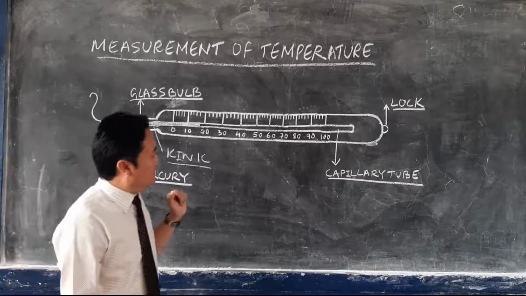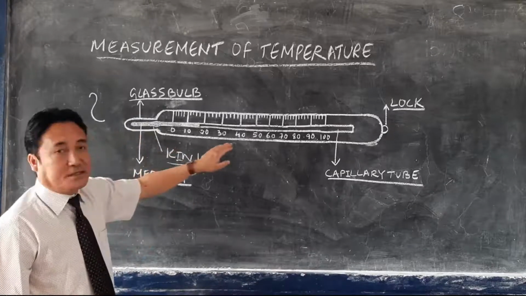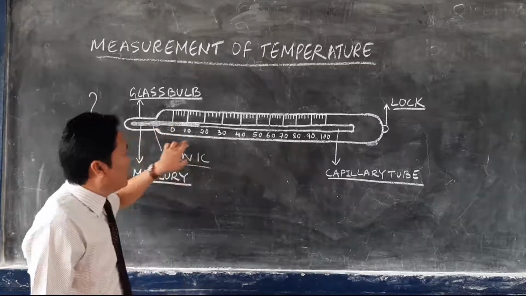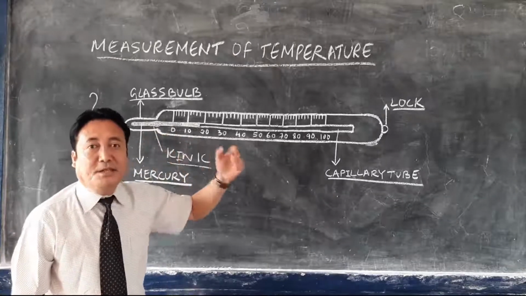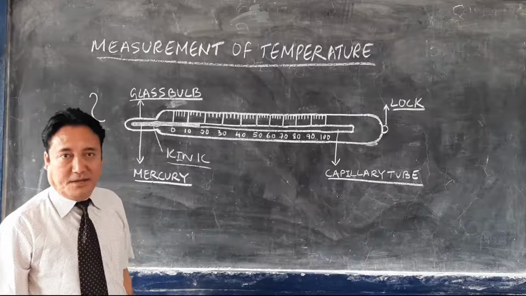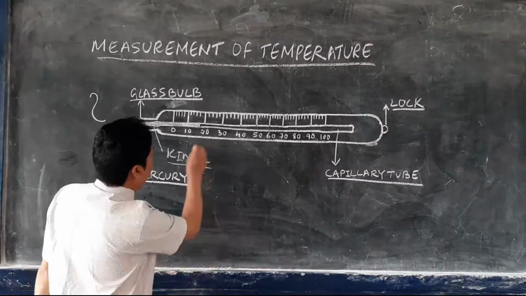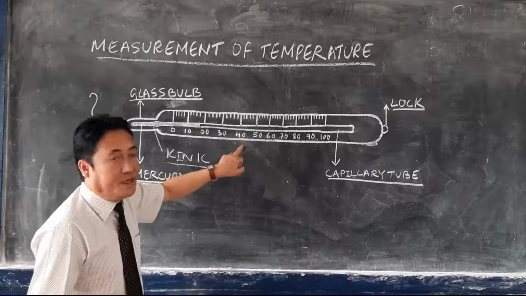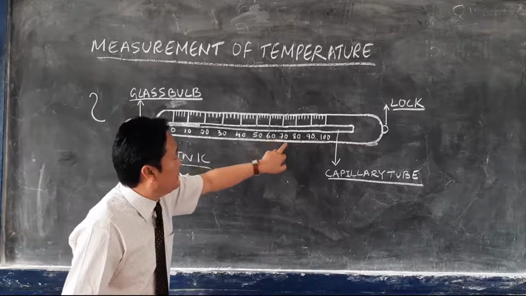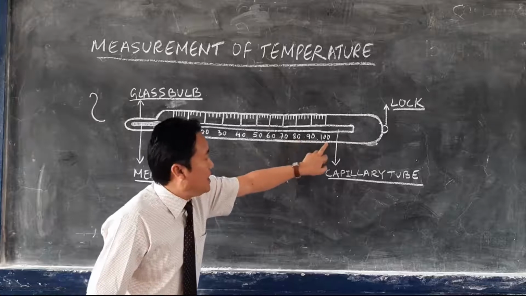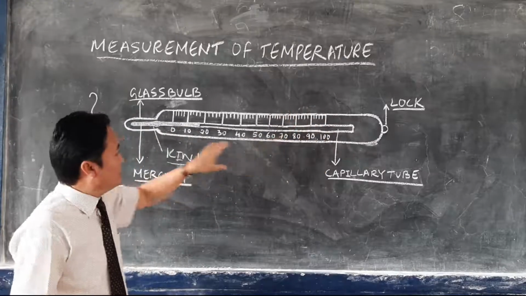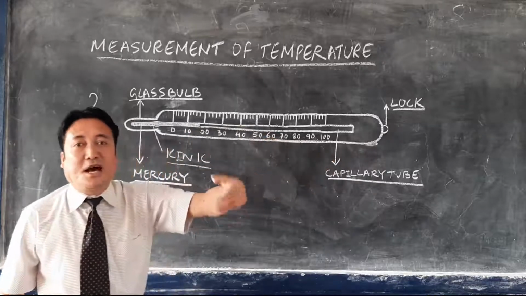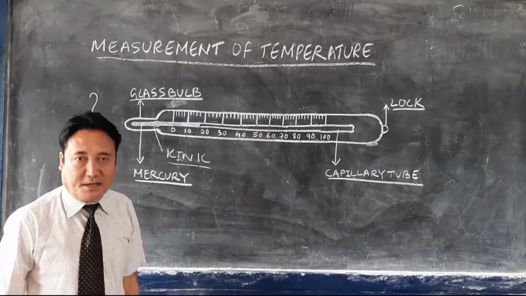And the second point is here, the scales. The scales which have been given on this thermometer are measured in a unit called the degree. So I can write 10 degree, 20 degree, 30 degree, 40 degree, 50 degree, 60 degree, 70 degree, 80 degree, 90 degree, and 100 degree. So these scales which have been marked here from 0 to 100 are measured in a unit called the degree.